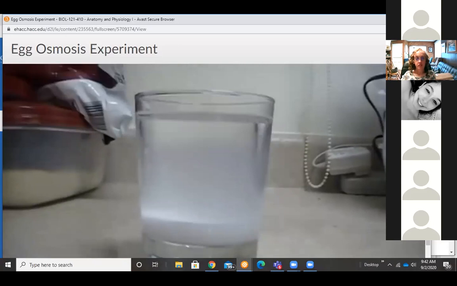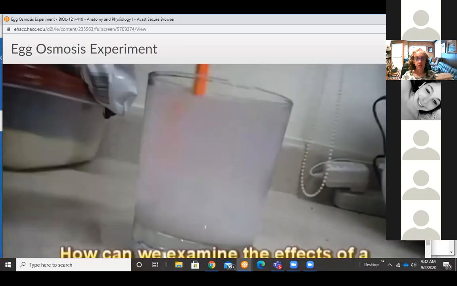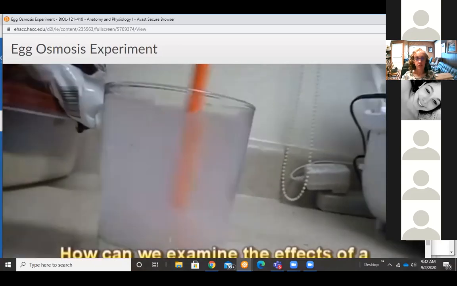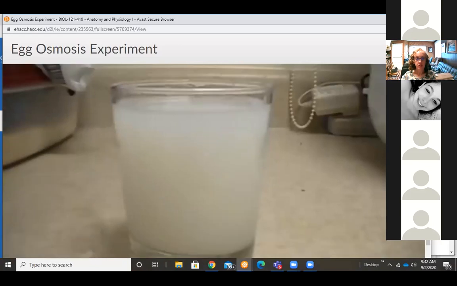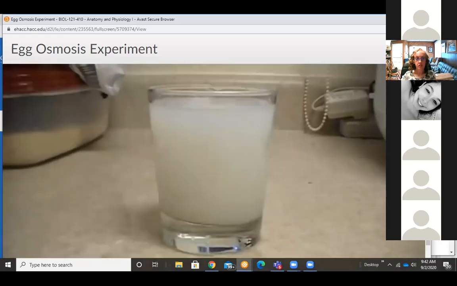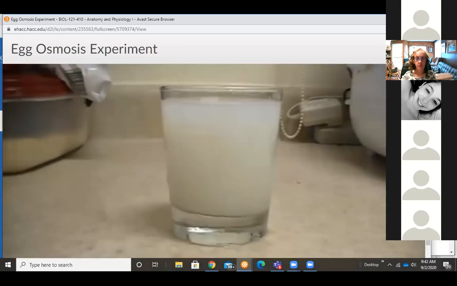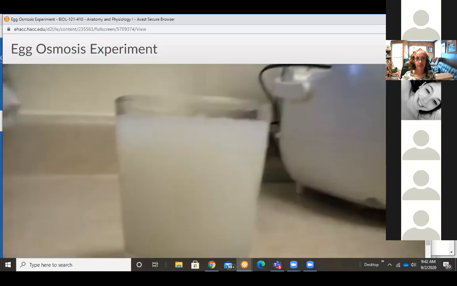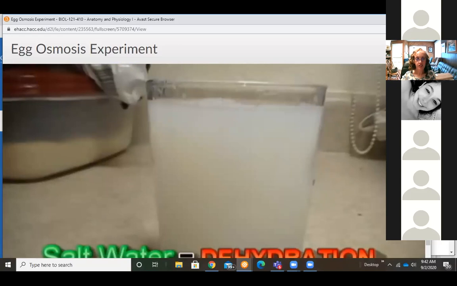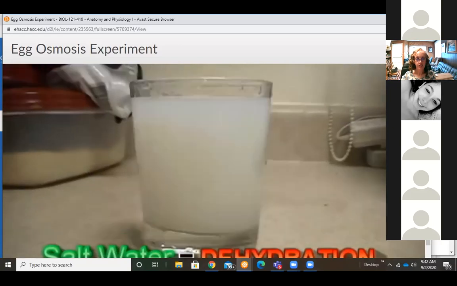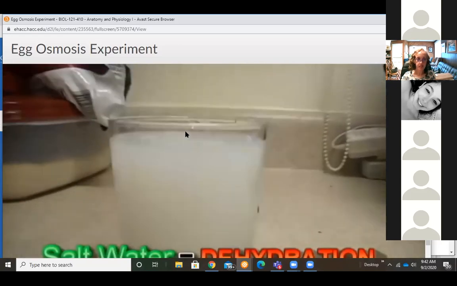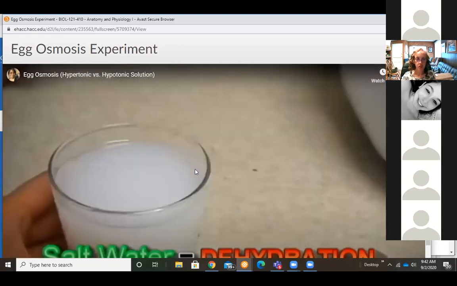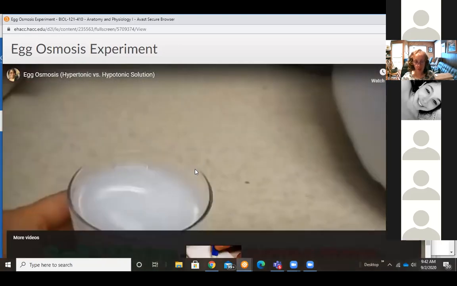How can we examine the effects of a hypertonic solution on a cell? You might be thinking, well, I'm made out of 50 to 70 trillion cells. If I drink this, I'll know what happens to cells in a hypertonic solution. But do not do that. Drinking salt water can be very dangerous as it severely dehydrates you. Nausea, vomiting, and even hallucinations are just a few of the effects. You guys, why would drinking seawater be toxic to you?